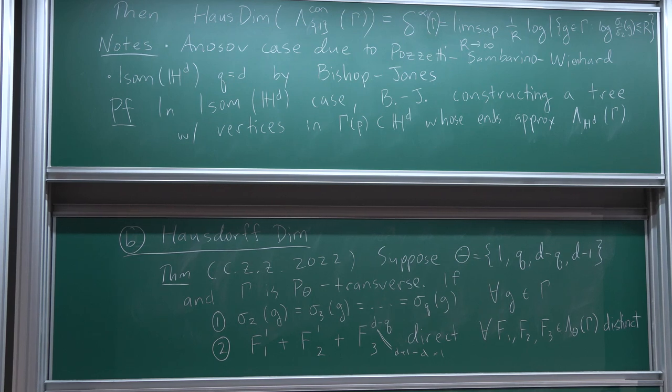Yeah, any other questions? Okay, so let me go back to what I wrote at the top of the board now. It says in the hyperbolic case, Bishop-Jones construct a tree with vertices in an orbit in hyperbolic space whose endpoints approximate the limit set. They use this construction to bound the Hausdorff dimension from below, which is the tricky part. So you might guess how our proof works.